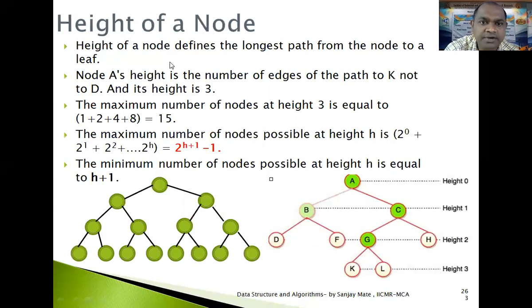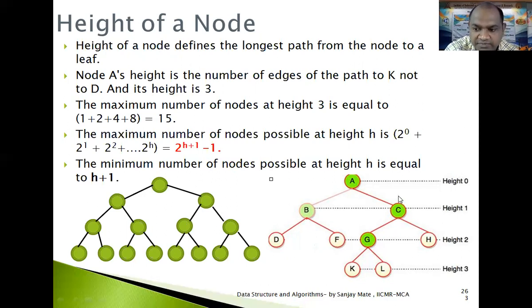So these are some properties of the binary tree. The height of a node defines the longest path from the node to a leaf. So what is the height of the tree? Here the height of the tree is 1, 2, 3. The height of this tree is 3.